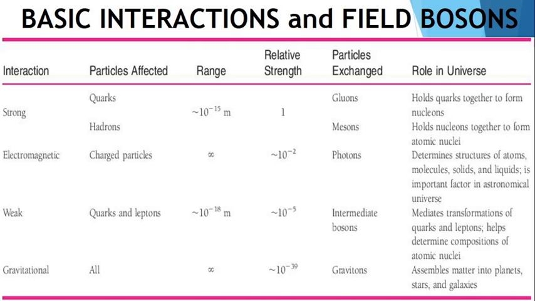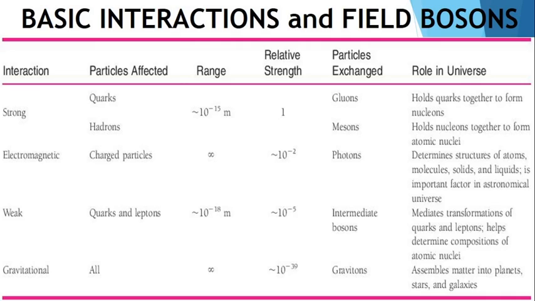Its relative strength is 10 raised to minus 5, and the particles exchanged when the weak force exists are intermediate bosons, which are also known as vector bosons. They mediate the transformation of quarks and leptons, or help to determine the composition of atomic nuclei. Since this weak force exists between the electrons, leptons and quarks, it helps to determine the composition of atomic nuclei.